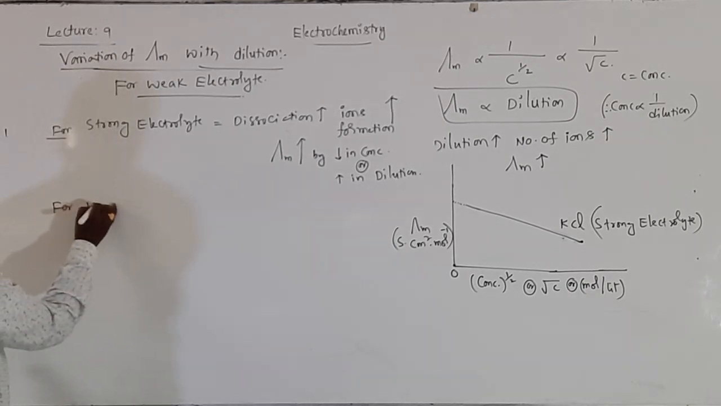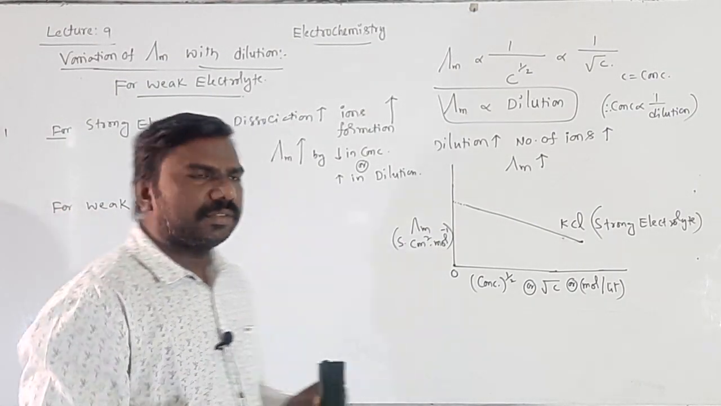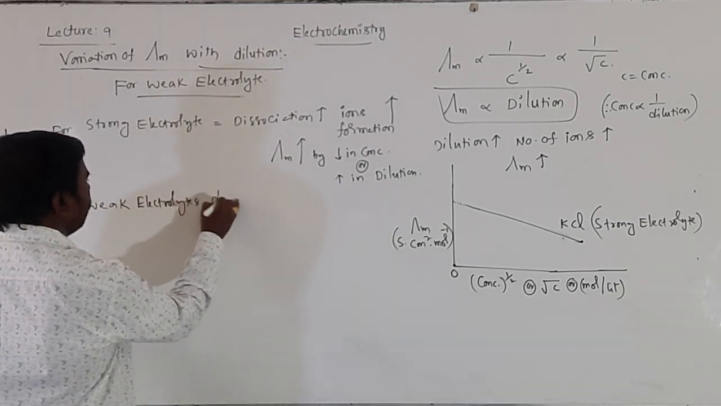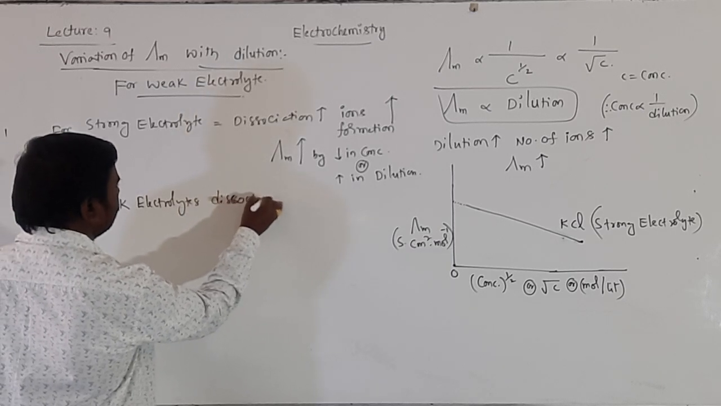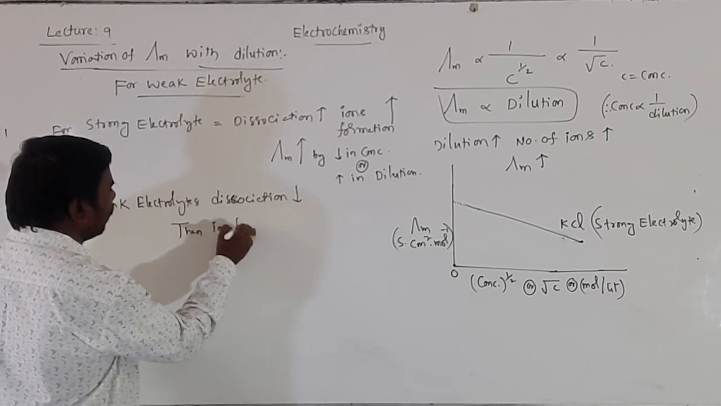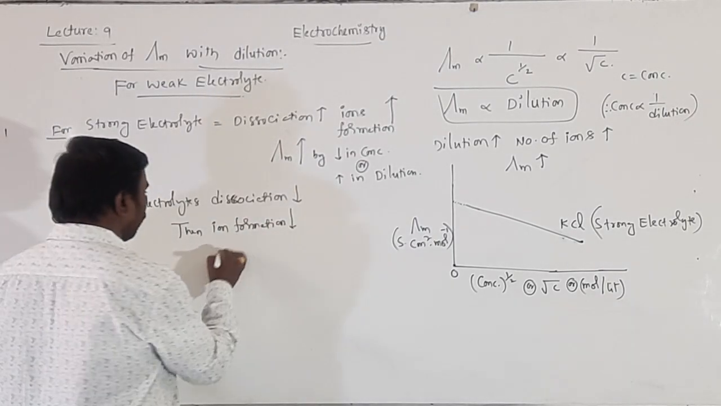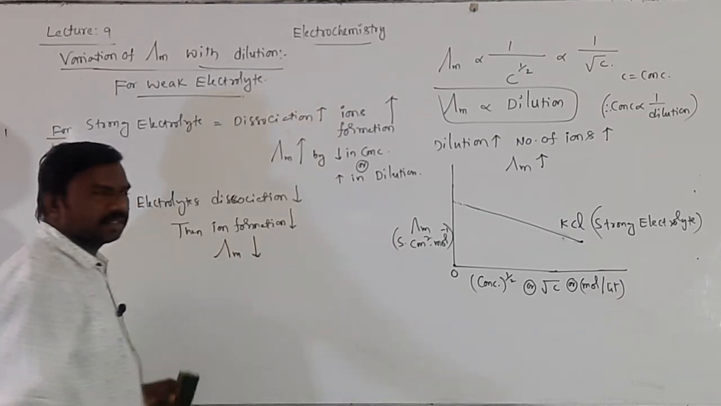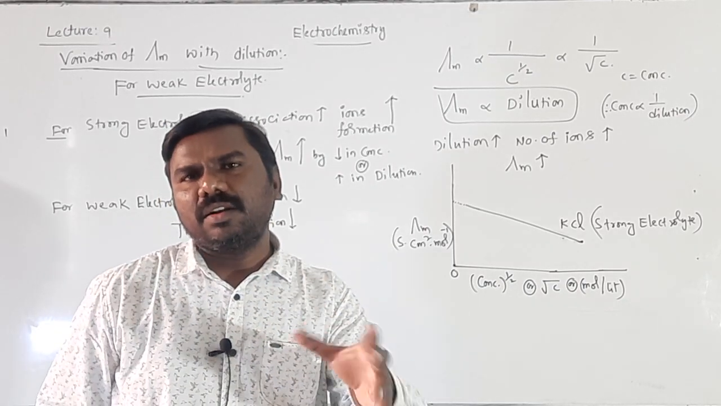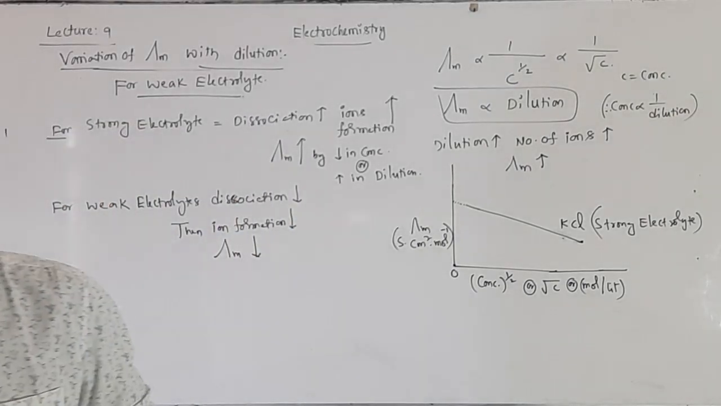For weak electrolytes, weak means they will not be dissociated into ions readily. Dissociation decreases. Then ion formation also decreases. Molar conductivity also decreases by dilution and concentration. Understood, all of you? Compared with strong electrolytes, which have more, weak electrolytes have less because of fewer ions. That's okay, students.